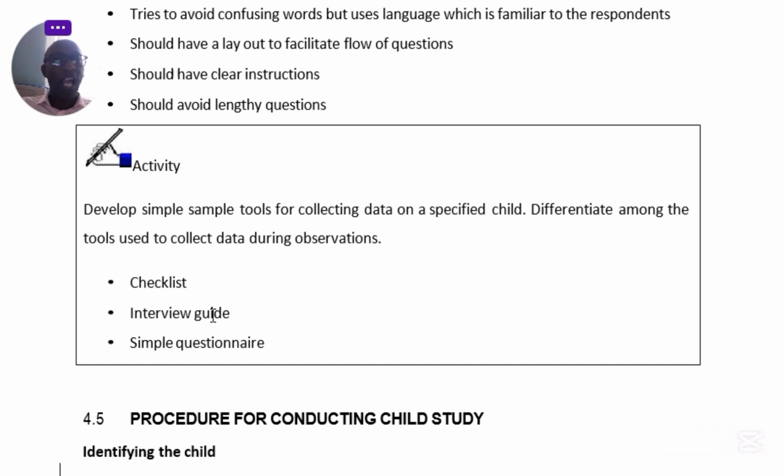In our next lesson now, having collected the data, we are going to see the procedure of conducting a child study. Thank you very much.